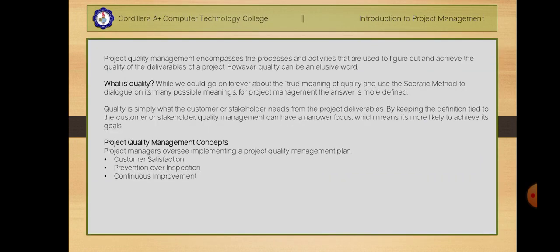Okay, so let's move on. We have here project quality management planning. Project quality management encompasses the processes and activities used to figure out and achieve the quality of the deliverables of the project. However, quality can be an elusive word. So it is very important, guys, that we always check the quality of the project that we are developing, and to manage planning, especially in project quality. So what exactly is this quality?